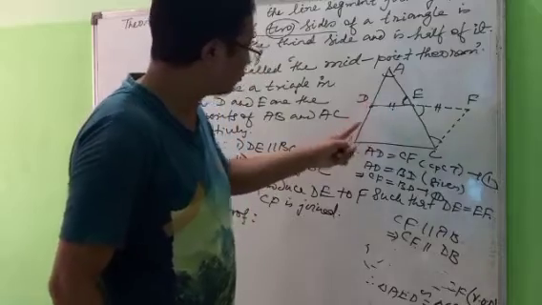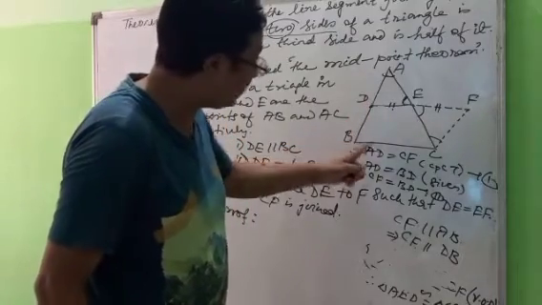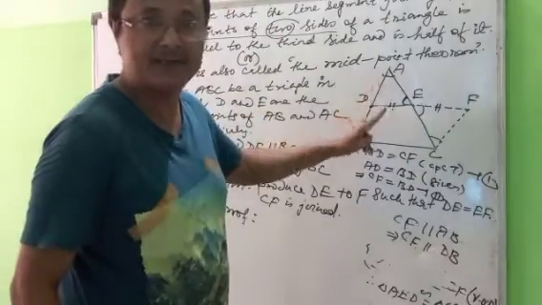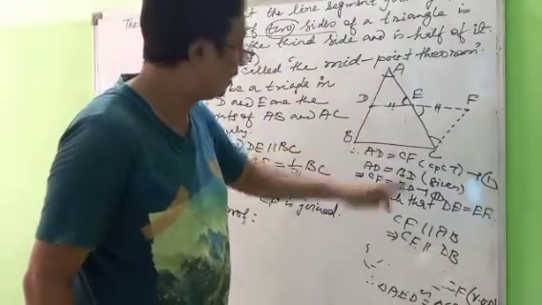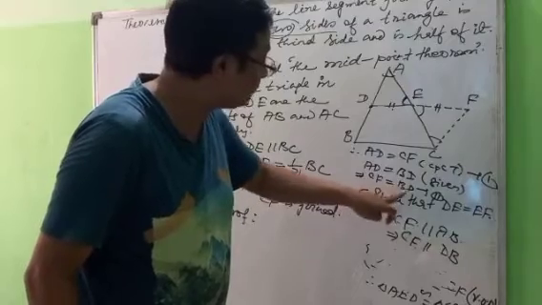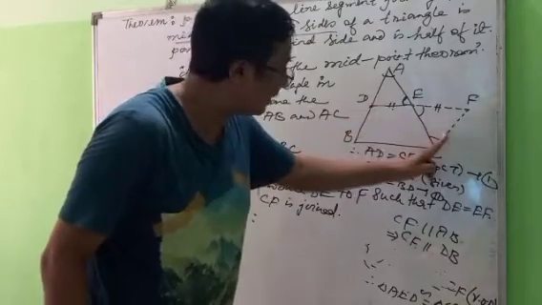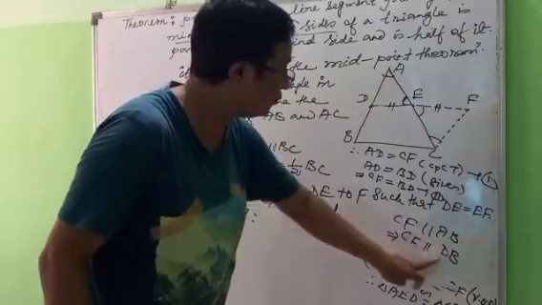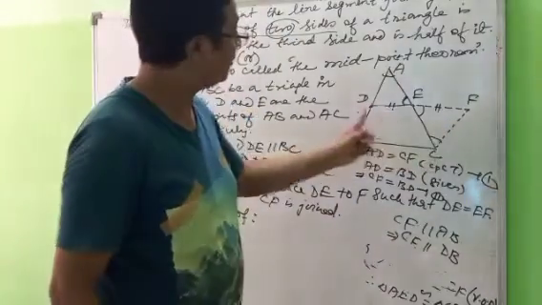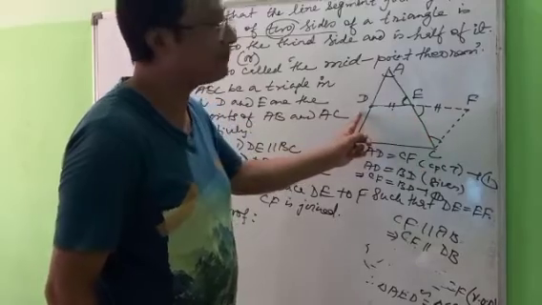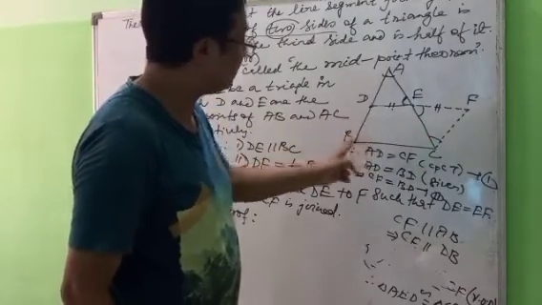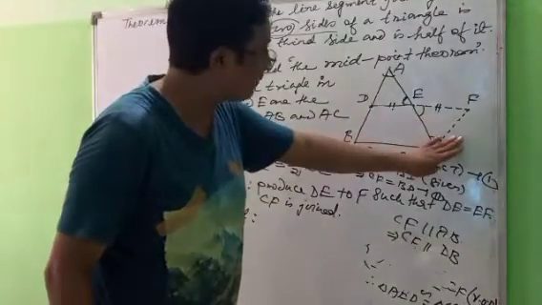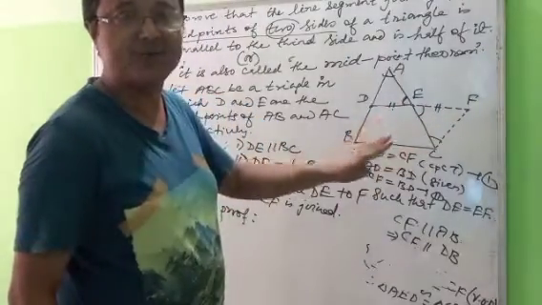So in this, there is quadrilateral BCFD with one pair of opposite sides equal as well as parallel. How? You got CF equals to BD, and again CF is parallel to BD. That means one pair of opposite sides is equal as well as parallel. That is why BCFD is a parallelogram. If this is a parallelogram, then the opposite sides are also equal and parallel.